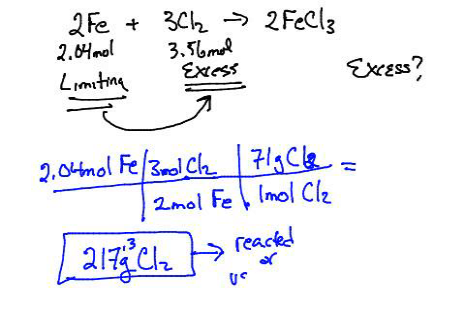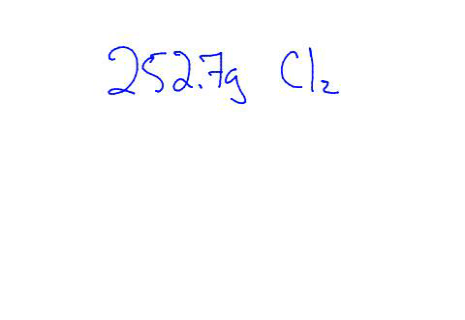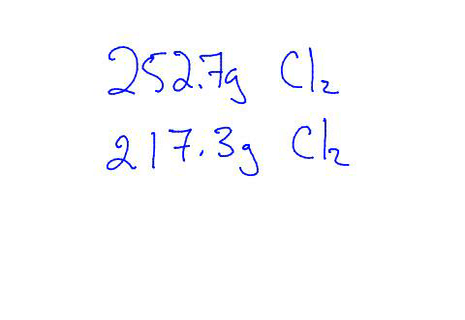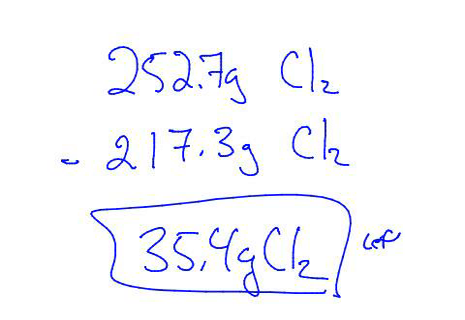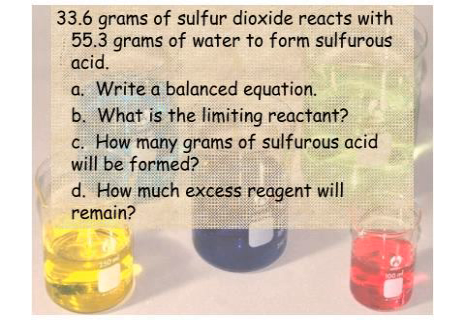So, if we look at the problem, we started with 252.7 grams. And we found out that we just needed 217.3. You only used up 217.3 grams of chlorine, so of course you simply subtract. When you subtract these on your calculator, it's 35.4 grams of chlorine less. That is how much is left over. Make sense? Moving on.